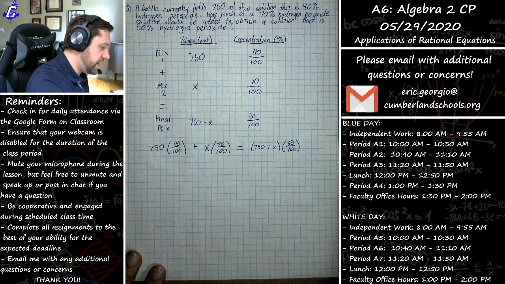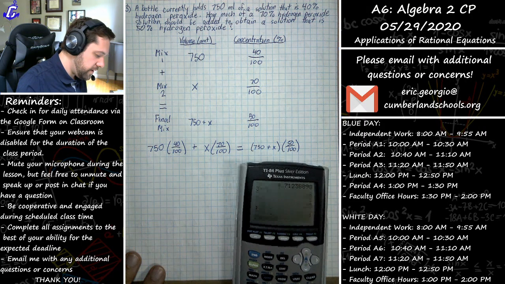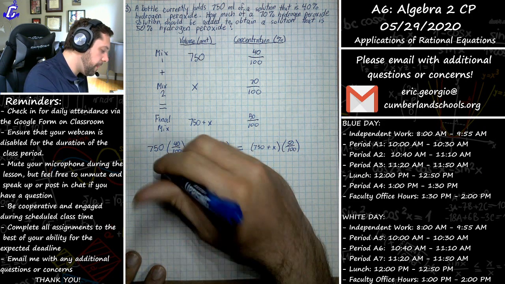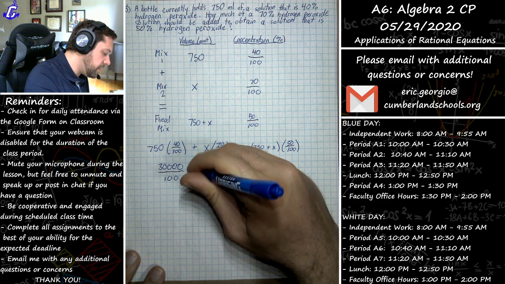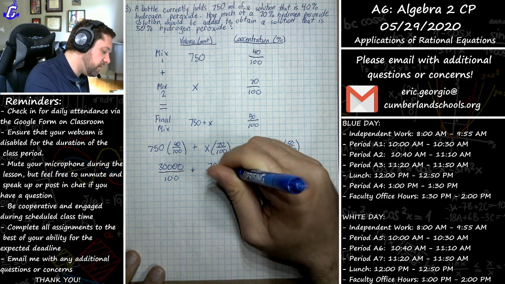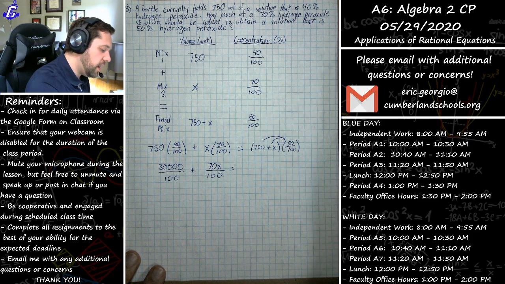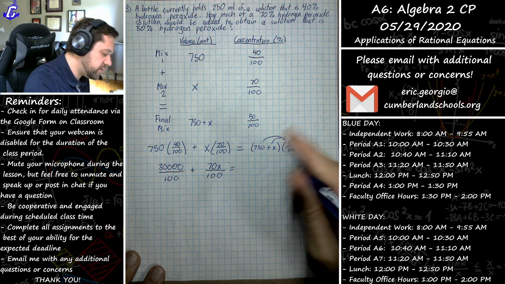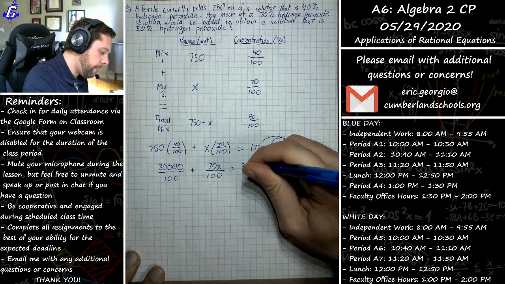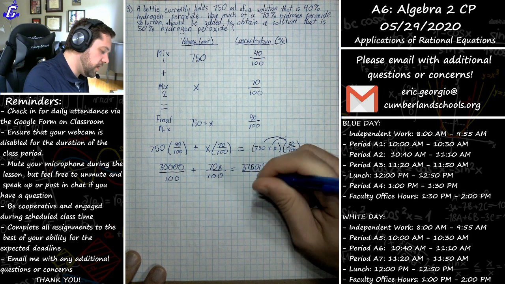I can go ahead and multiply now. We're going to need our handy dandy calculator again. I have 750 times 40. That's going to come out to be 30,000 over 100 plus 70x over 100 is equal to, just a little bit of distributing here, I'm going to get 750 times 50. 750 times 50 is going to be 37,500 plus 50x all over 100.